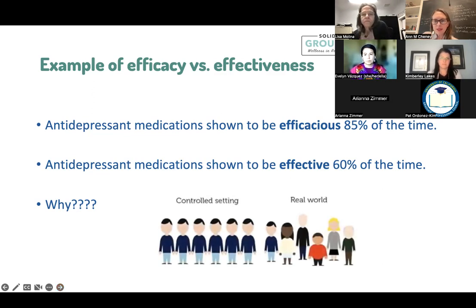And here is an image to illustrate the controlled setting. Very strict. We have a very homogeneous sample, right? When we're thinking about effectiveness, it's real world, the diversity, multiple different backgrounds, characteristics, and factors that come into play in terms of the intervention's impact on outcomes.